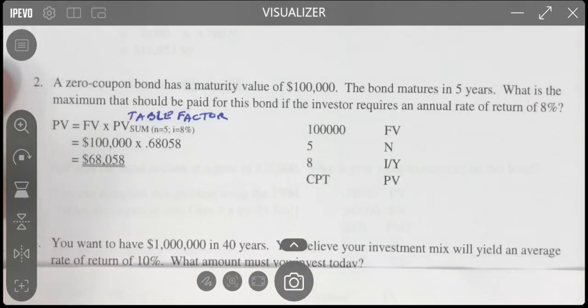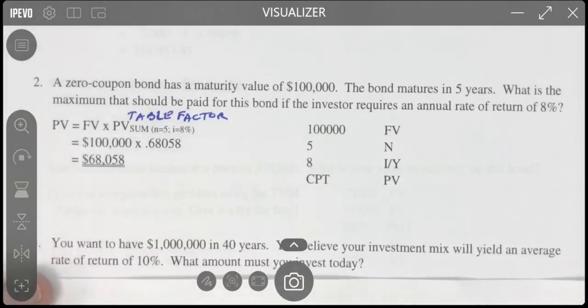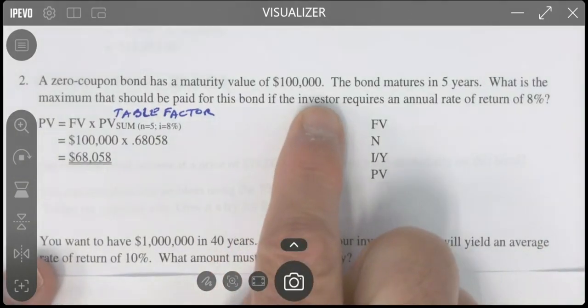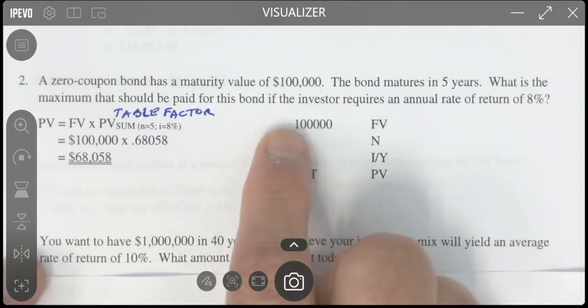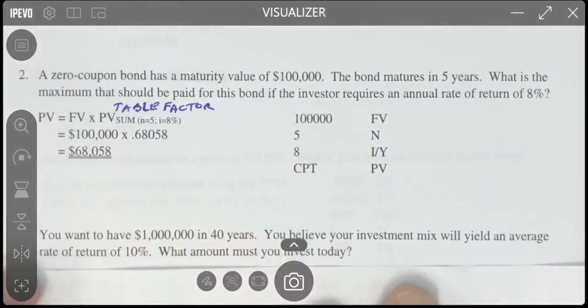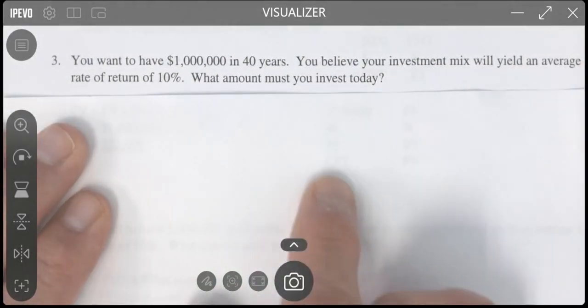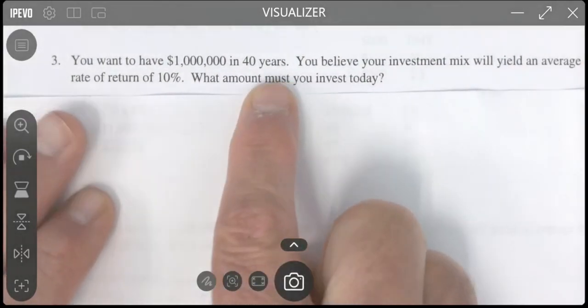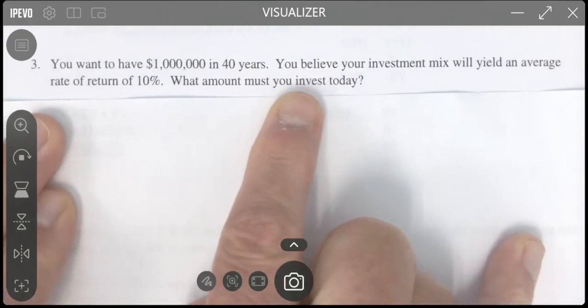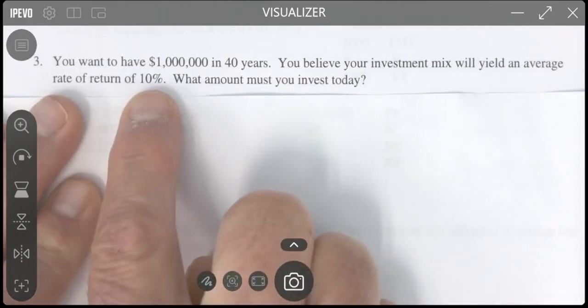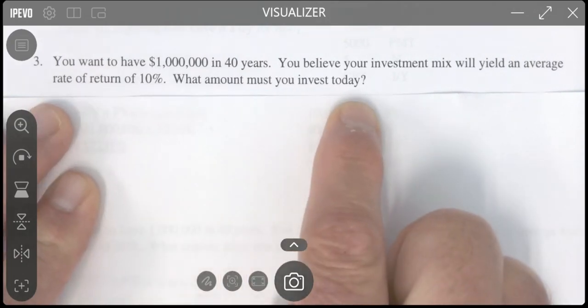All right, moving on. Again, if you've struggled with the present value of a sum, review that reading and that part of the lecture, and then work the problem again, work other problems. All right, question number 3, case number 3. You want to have $1 million in 40 years, don't we all? You believe your investment mix will yield an average rate of 10% each year. What amount must you invest today?